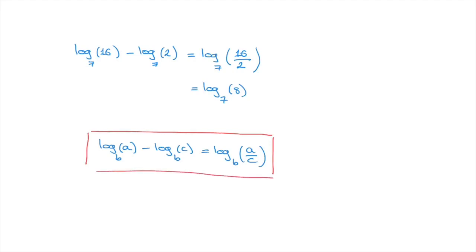Before working through a couple more examples, let me highlight something quite important. Notice that this rule only works if the two logarithms are written in the same base. Looking back at the first example, we can see that both of the logarithms we had were written in base 7. Consequently, the result was also in base 7. Okay, now that that's said, let's work through a couple more examples.